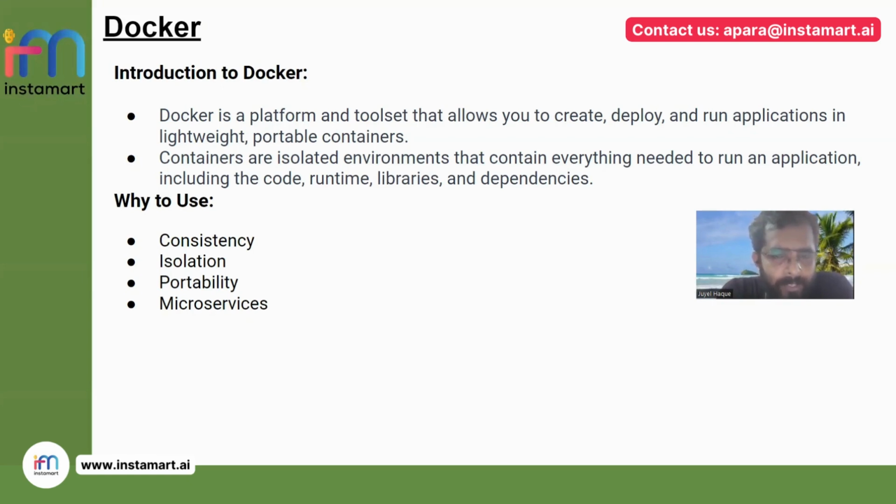Suppose you have created an application and you have given all the libraries and all the dependencies into the Docker container, and you are sending that container to the stage environment and deploying it. It will easily work in stage and prod. That is consistency being maintained. And then isolation: suppose you create multiple Docker containers, an isolated file system will be provided, so they will not affect one another. That is total isolation.